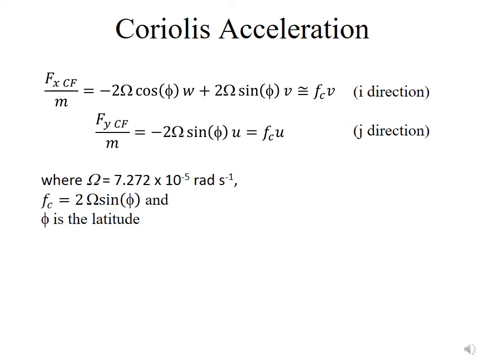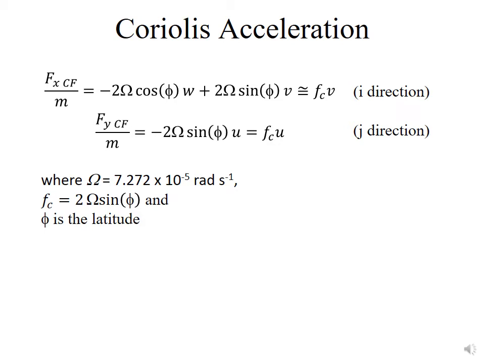And let's take a look at those. The omega is the angular rotation of the Earth, which is essentially 2 pi divided by the 86,400 seconds, which are in 1 day. So that's the angular rotation of the Earth.